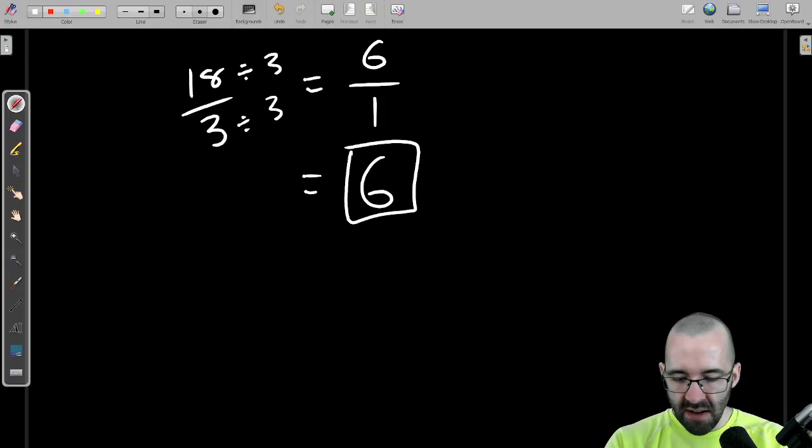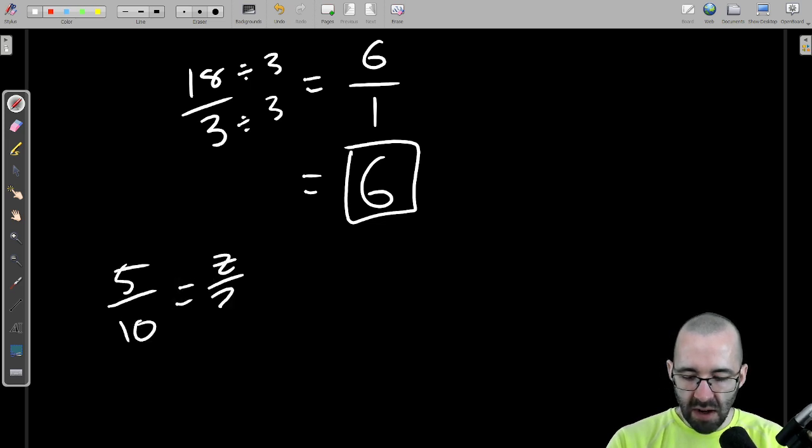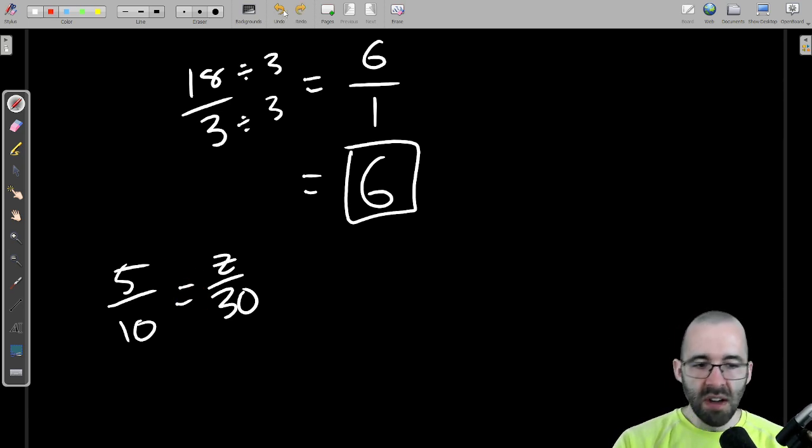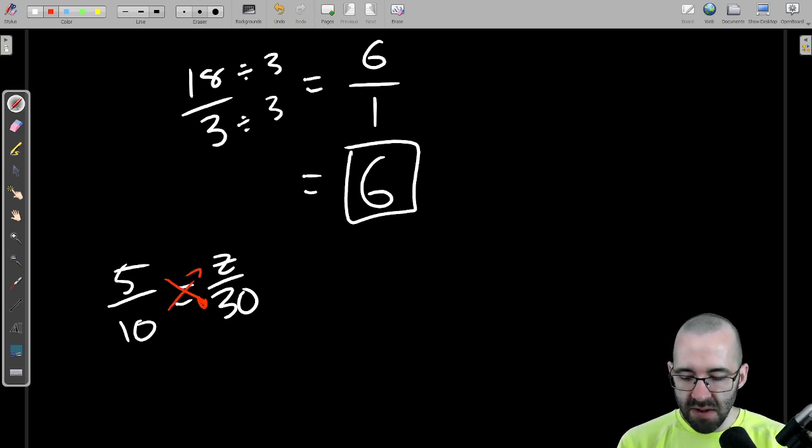So 5 out of 10 is equal to z over 30. Now, a lot of people are familiar with the cross multiplication method, which is fine. Really what we're doing here is multiplying both sides of this equation by the least common denominator. But the cross multiplication method works.